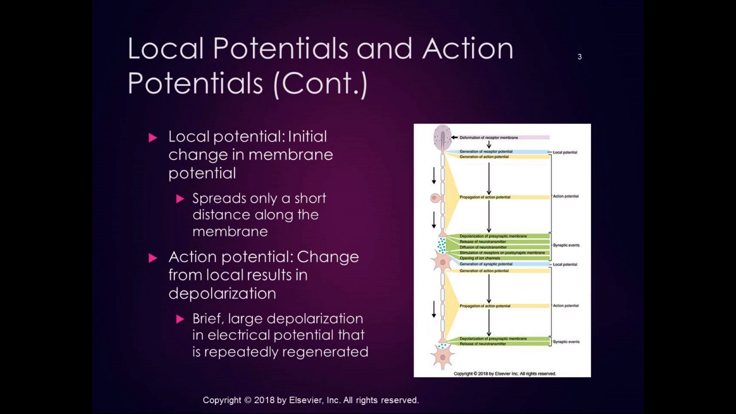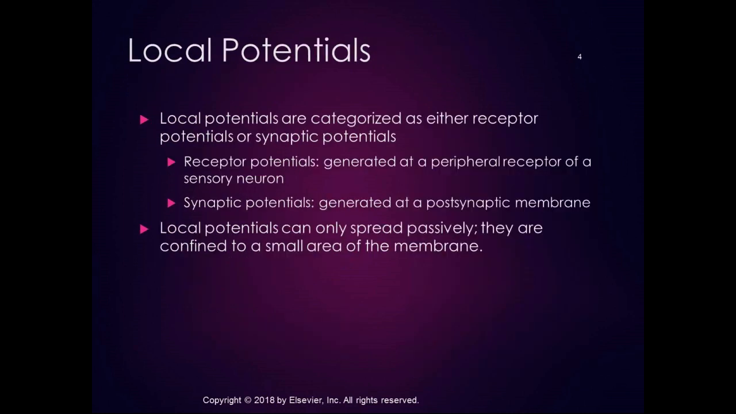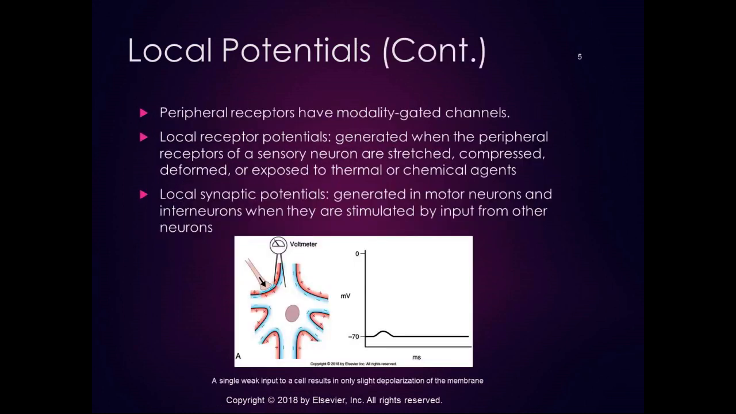So local potentials are categorized as either receptor potentials or synaptic potentials. Receptor potentials are generated at a peripheral receptor, and synaptic potentials are generated at a postsynaptic membrane. So local potentials can only spread passively in a small area of the membrane. The peripheral receptors open modality-gated channels. Local receptor potentials are generated when the peripheral receptors of a sensory neuron are stretched, compressed, deformed, or exposed to thermal or chemical agents.